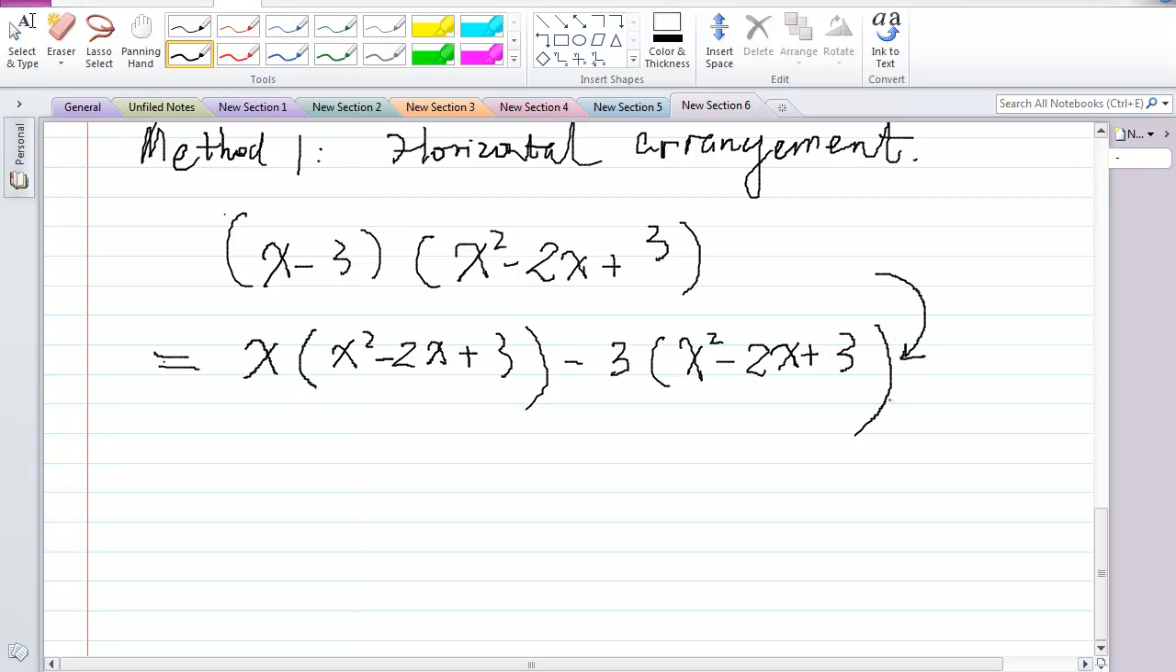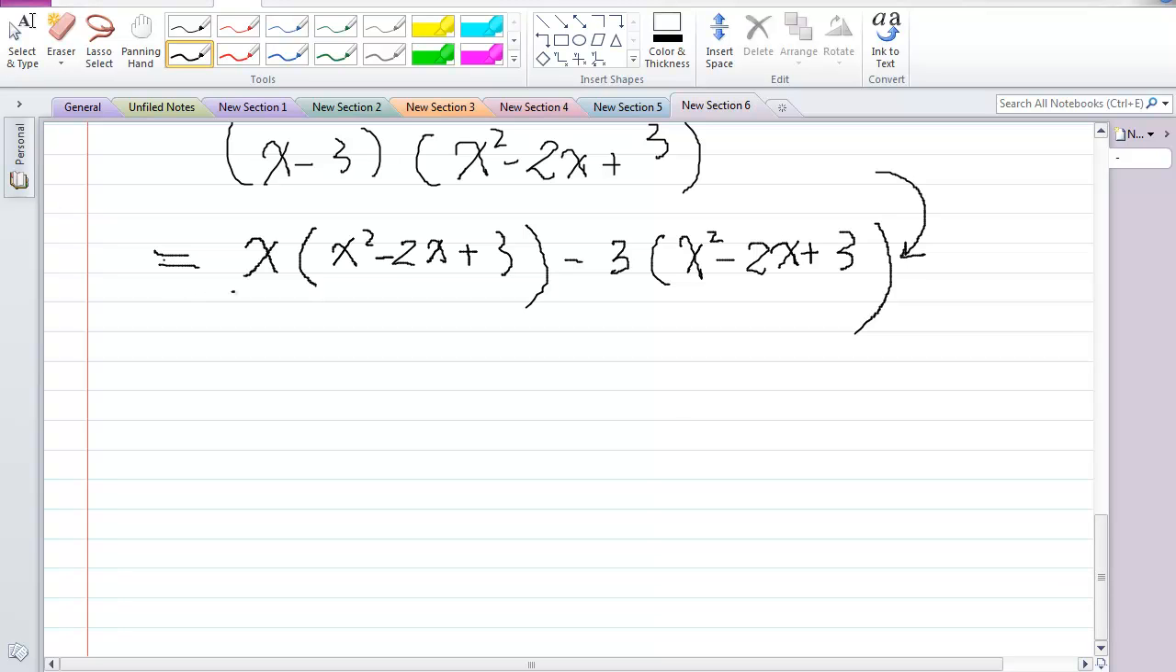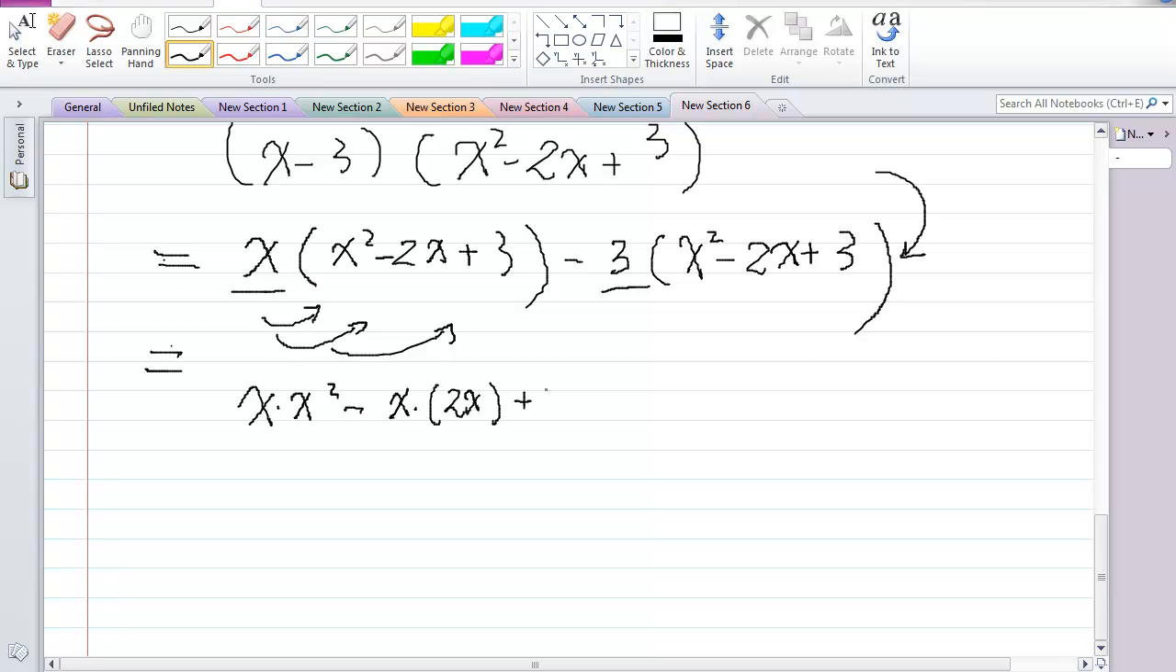From this to this, we should use the distributive property from right to left, that is from x to negative 3. Then we do it separately, using the distributive property from left to right. Here we have x times x squared minus x times 2x, then plus x times 3. Here we have minus 3 times x squared. Since we have two minus signs here, it leads to a plus sign, that is plus 3 times 2x, then minus 3 times 3.